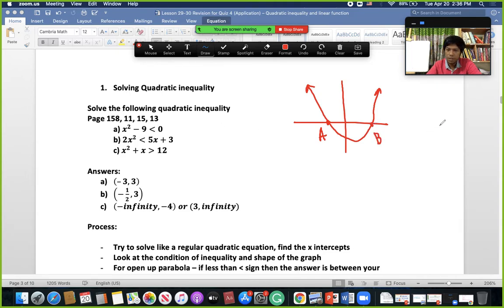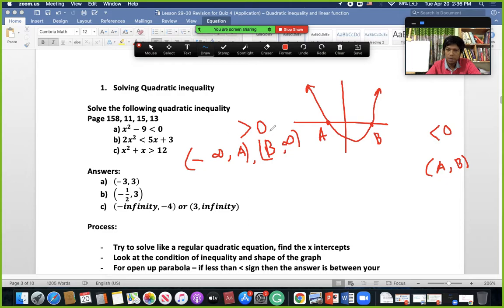If the question is less than 0, then the answer is AB, for an open up parabola, of course. And if the question is greater than 0, then the answer will be minus infinity to A and B to plus infinity. A means whatever number you have here, that will be the A. Of course, the value will be minus here if it is in this place. If it is somewhere else, then it will be plus. Then from B to plus infinity.